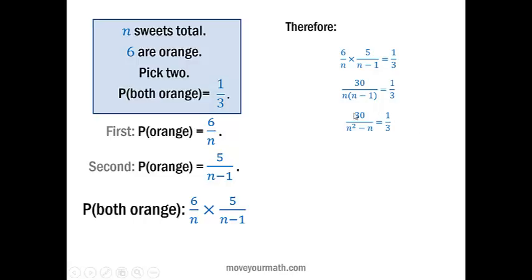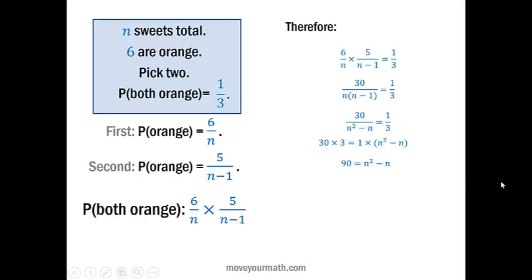My next step, whenever I've got something like this, I'm going to do what's called cross multiplication. So I'm going to use the fact that if this over this equals this over this, I can do a cross multiplication so that my 3 times 30 must equal 1 times n squared minus n. So 30 times 3 is 1 times n squared minus n. Well, now I just do that multiplication. I've got 90 on this side, and I've got n squared minus n on this side. And I'm very nearly finished now.